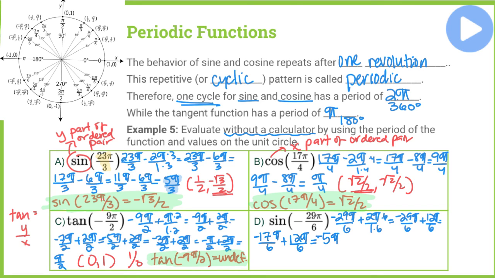Negative 5 pi over 6. So that would give us 7 pi over 6, and that is on the unit circle right here. And the point that we need to use for that is negative square root of 3 over 2, negative 1/2. So sine of negative 29 pi over 6 equals, and remember sine is the y, so that'd be negative 1/2. And that is our final answer there.